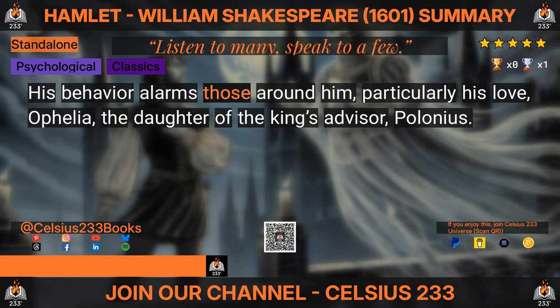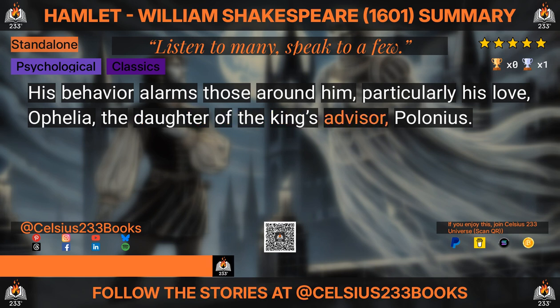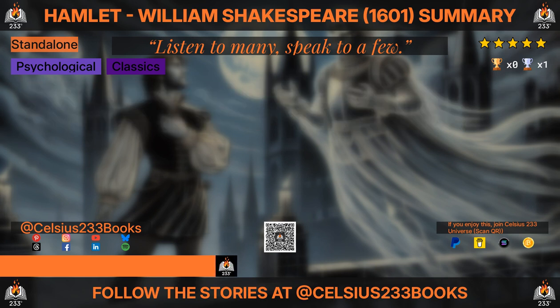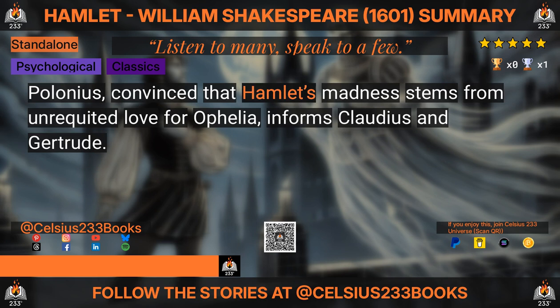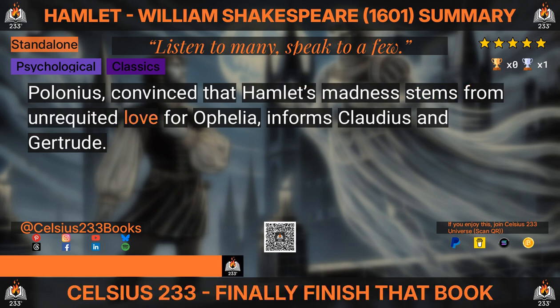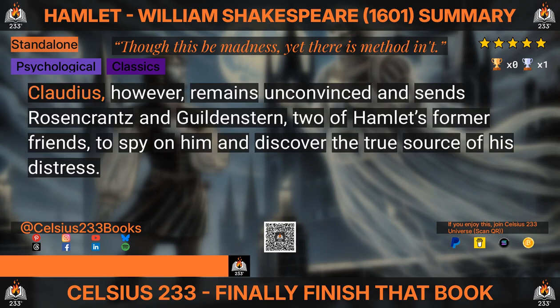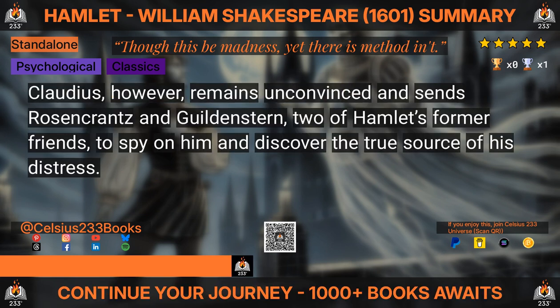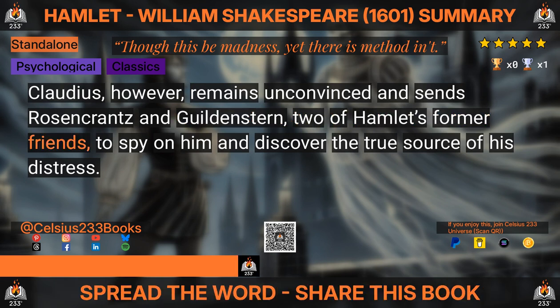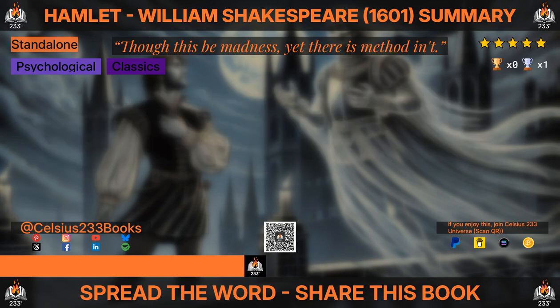His behavior alarms those around him, particularly his love, Ophelia, the daughter of the king's advisor, Polonius. Polonius, convinced that Hamlet's madness stems from unrequited love for Ophelia, informs Claudius and Gertrude. Claudius, however, remains unconvinced and sends Rosencrantz and Guildenstern, two of Hamlet's former friends, to spy on him and discover the true source of his distress.